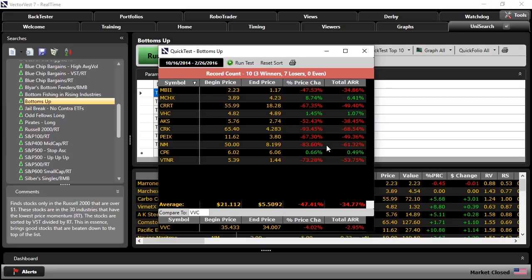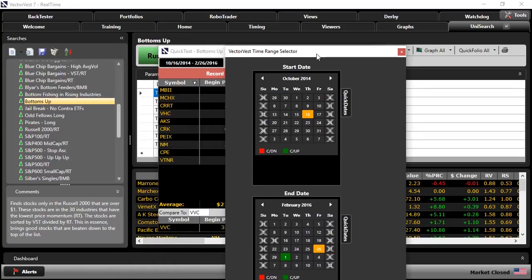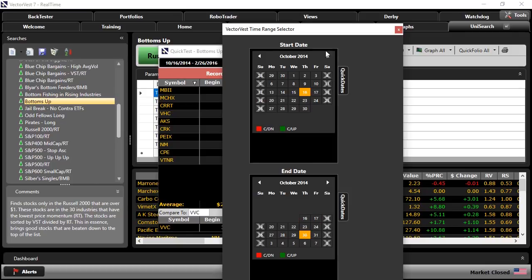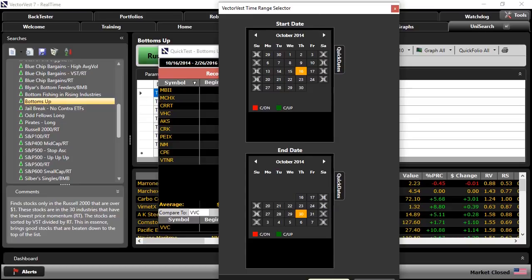Off of a bottom, 1 to 2 weeks, okay? Let's set this up for 2 weeks after the 16th back in 2014. 2014, we'll go to October. The 16th was the start date. 2 weeks after that was the 30th. All right, let's click on OK.